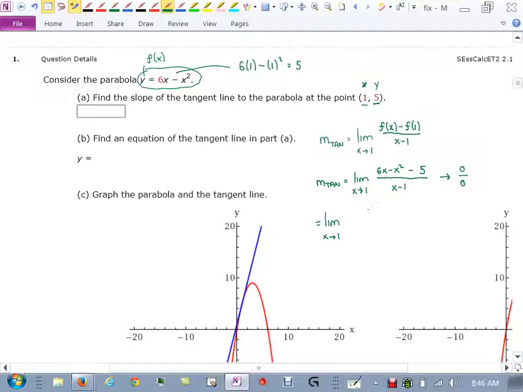So when you do some algebra here, what I'm going to do is take that numerator and rearrange it: negative x squared plus 6x minus 5 over x minus 1. I notice that the numerator is a quadratic, a trinomial. I'm going to try and factor it. So limit x approaches 1. Might be worth it for me to factor a negative 1 out of the top. Might make it a little bit easier for me to factor.